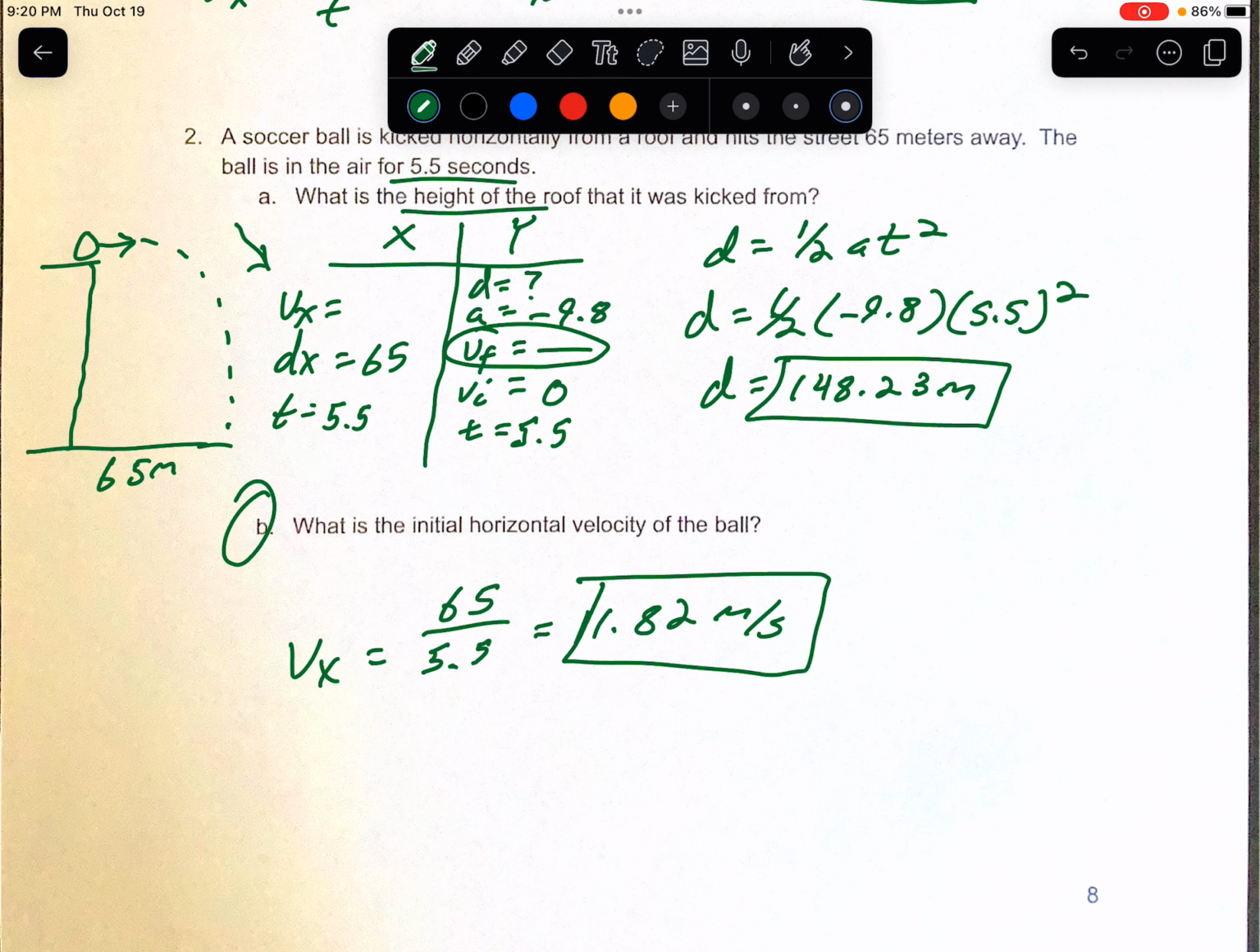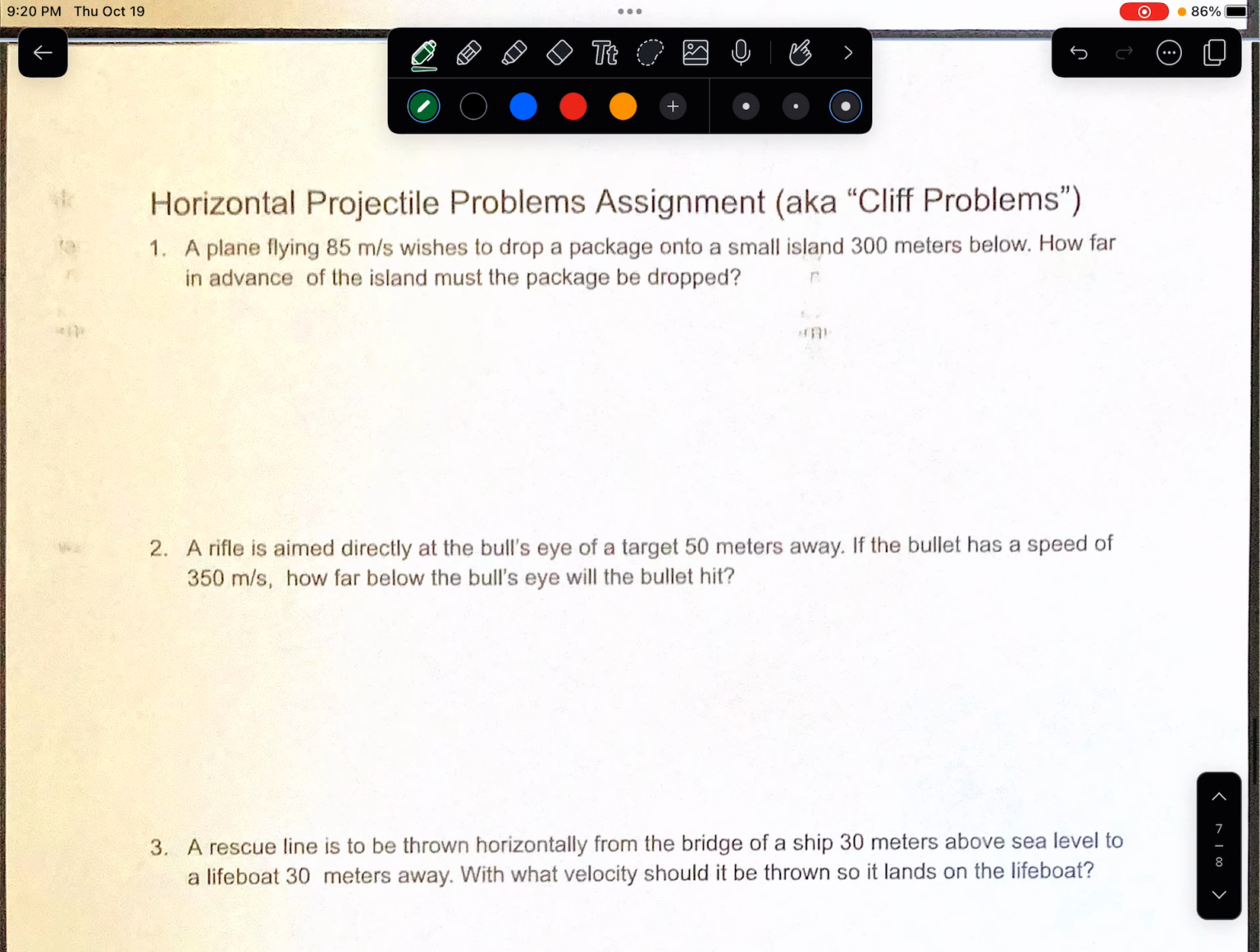So that was it. What we're going to do is move on to the homework page now. We're going to do pages 9 and 10 in your packet. Okay, so we're going to start off with the first one. A plane flying 85 meters per second wishes to drop a package onto a small island 300 meters below.